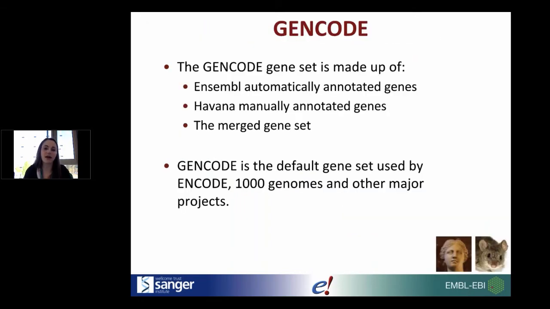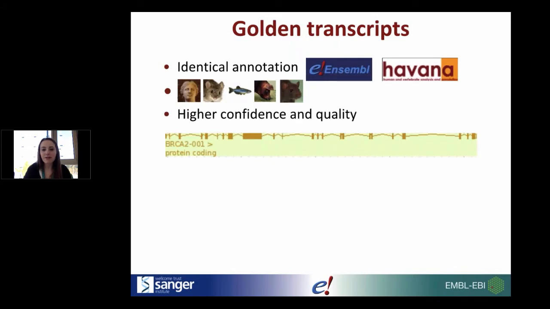So GenCode is essentially a label for the gene set that we have. It's made up of the automatically annotated genes and the manually annotated genes and the merged gene set in human and mouse. And it's the default gene set used by ENCODE, Thousand Genomes and other major projects. It's a bit of a branding exercise really, because it is essentially the same as the gene set that we have already. So the golden transcripts, these are the high confidence and quality.